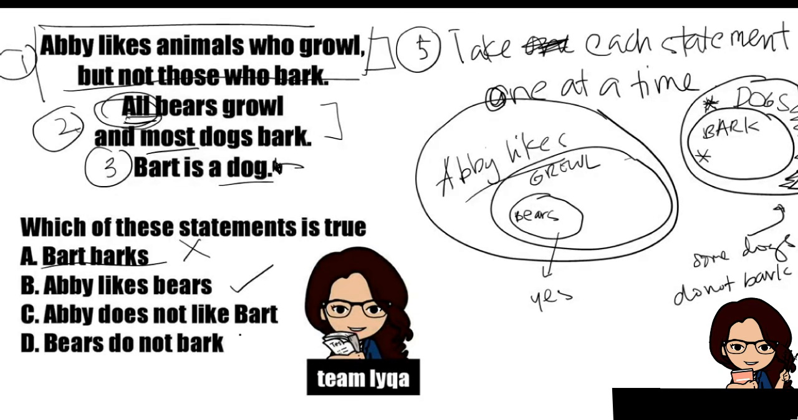Let's look at letter C. Abby does not like Bart. Okay. Ngayon, some of you answered this, letter C. And I know the reason why. Okay? Kasi you assume that since Bart is a dog, at nagbabark siya, at ayaw ni Abby ng mga bagay na nagbabark, then Abby must not like Bart. But actually, that is wrong. Why? Let me show you that concept, that possibility in the drawing.